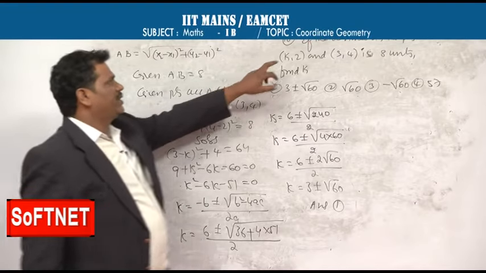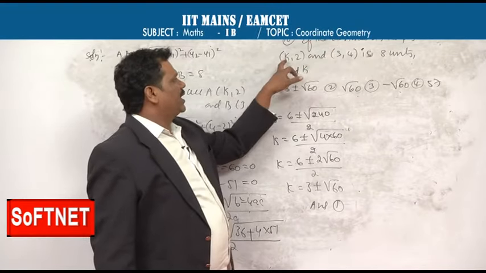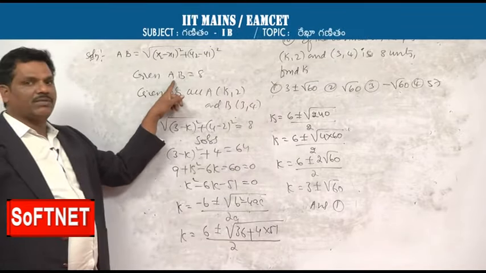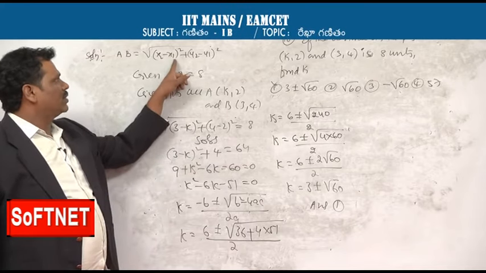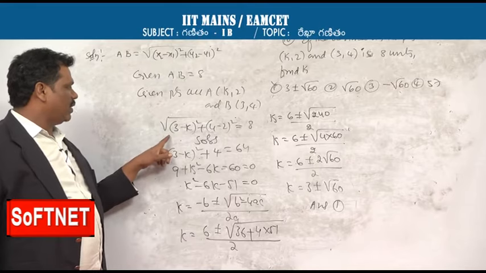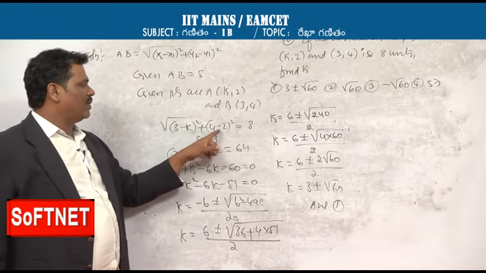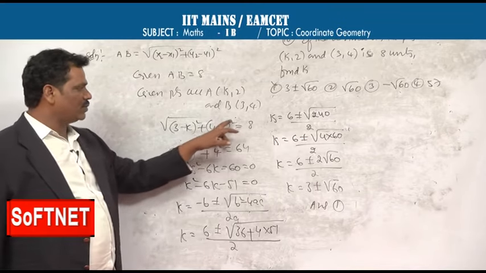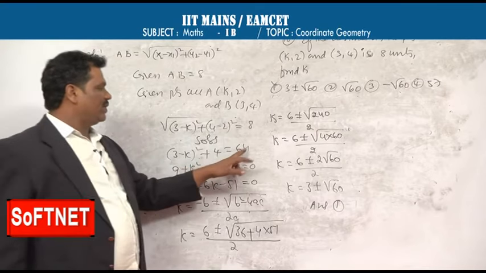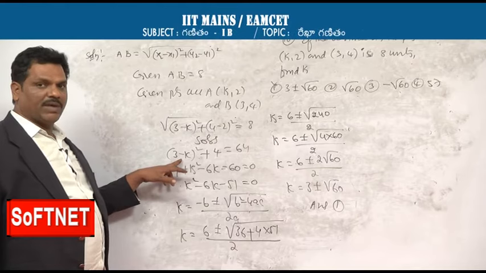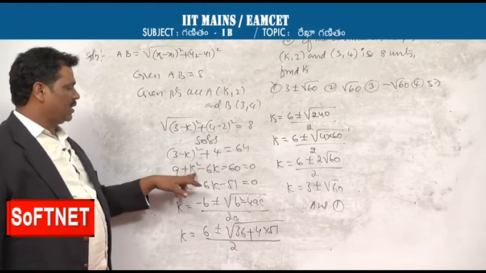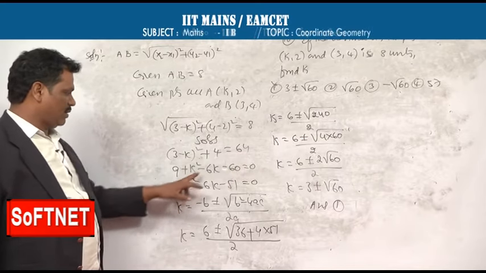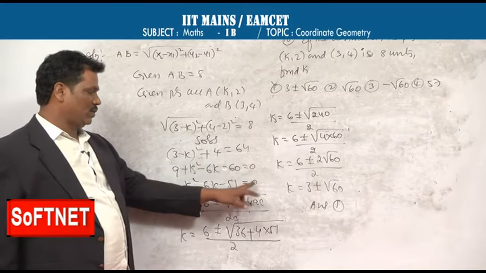So what are the given things here? If the distance between 2 points k comma 2 and 3 comma 4 is 8 units, that is AB equal to 8. AB means distance between 2 points, under root of x2 minus x1 whole square plus y2 minus y1 whole square. So applying the formula, root over 3 minus k whole square plus 4 minus 2 whole square equal to 8. Squaring on both sides we get 3 minus k whole square plus 4 minus 2 whole square, which is 4, equal to 64. Simplifying, 9 plus k square minus 6k, 4 minus 64 is minus 60, equal to 0. So k square minus 6k, 9 minus 60 means minus 51, equal to 0.